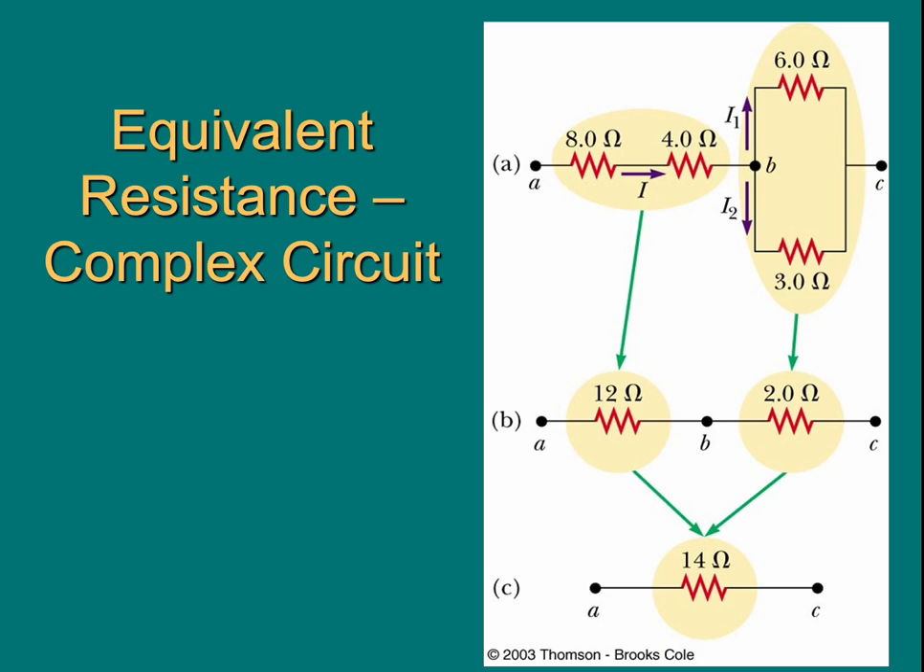This is an example of how we can reduce a more complicated circuit with 4 resistors to one single equivalent resistance. First, we have 6 ohm and 3 ohm resistors in parallel, which will give us 2 ohms. 8 ohm and 4 ohm are in series, adding up to 12. In the end, we have 12 ohm and 2 ohm in series, adding up to 14 ohms.